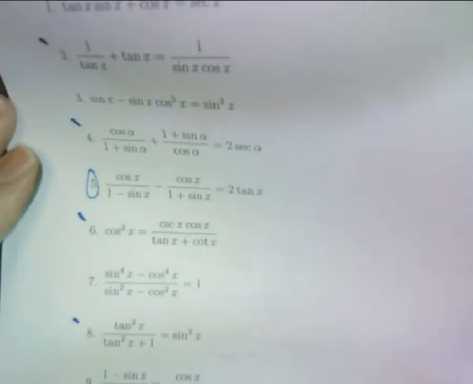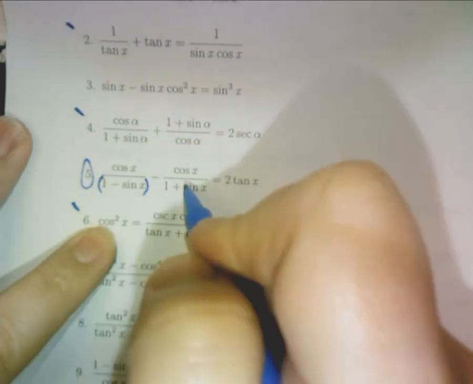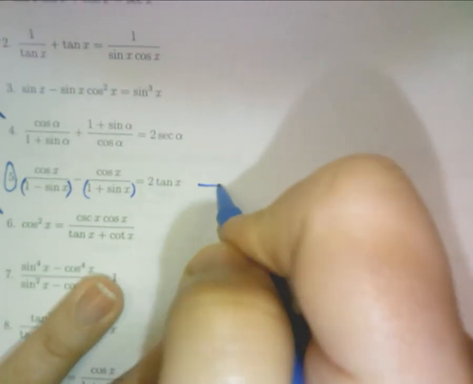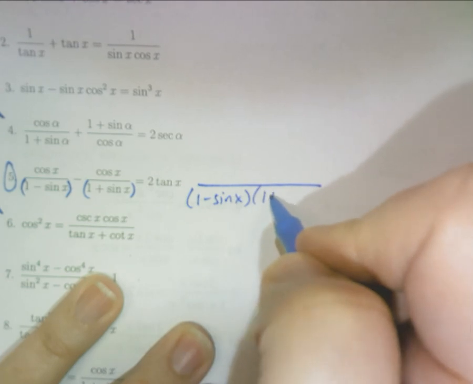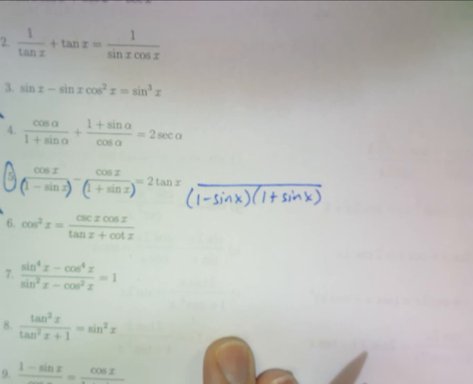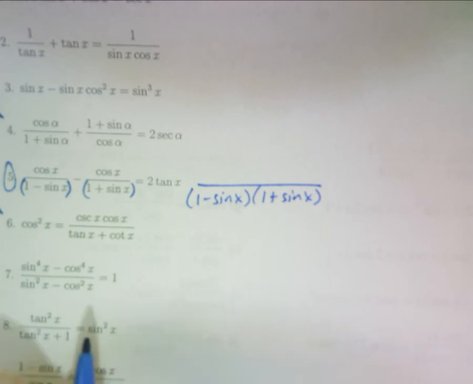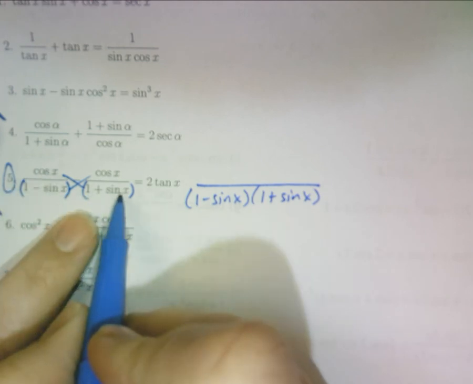So we are going to do what we do with fractions. We find common denominators, which in this case, they both would be my common denominator. So my common denominator would be 1 minus sine x times 1 plus sine x. Now, what would be the new numerator? What would I have to multiply this cosine by? By the 1 plus sine x, right? Really, it's crisscross if you don't remember.